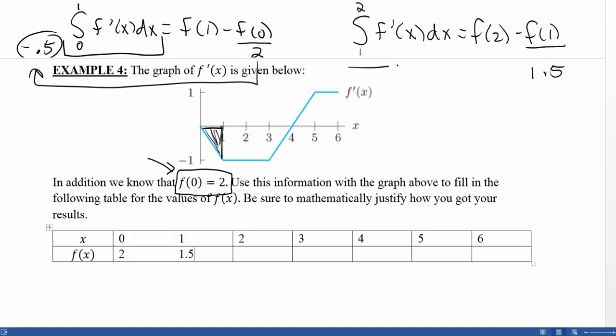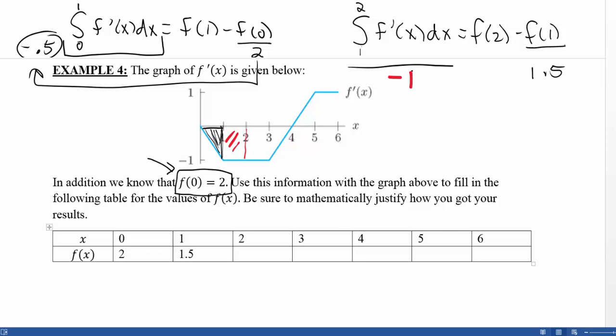So now, if we can get the area under the curve, we can solve algebraically for f of 2. So from 1 to 2, we're looking at the area between the curve and the x-axis, and that's a nice little rectangle. So we're going to do base times height. My base is 1 unit long, and my height is -1.